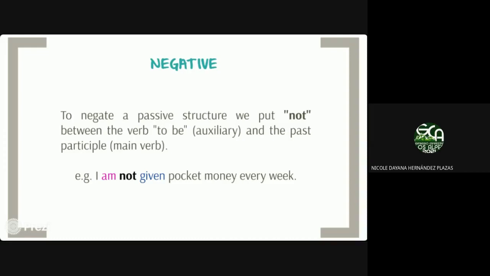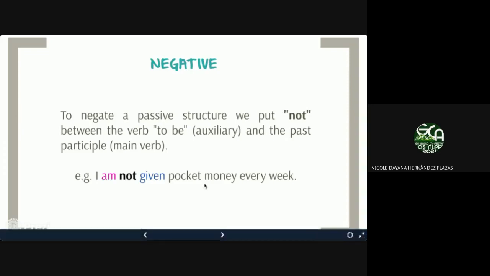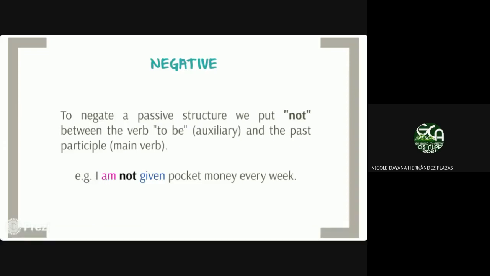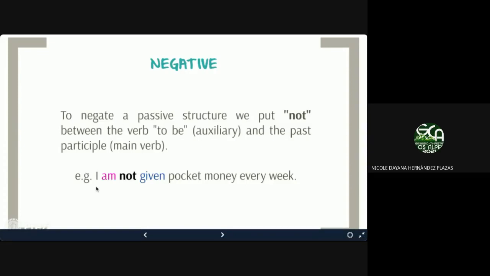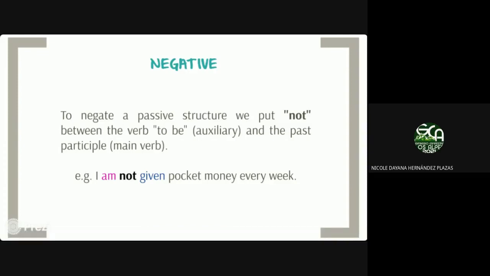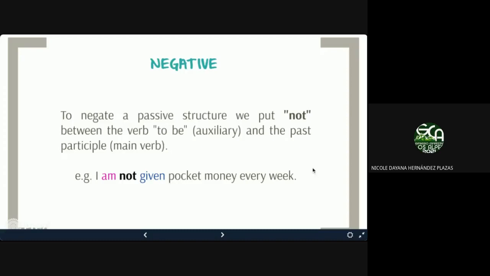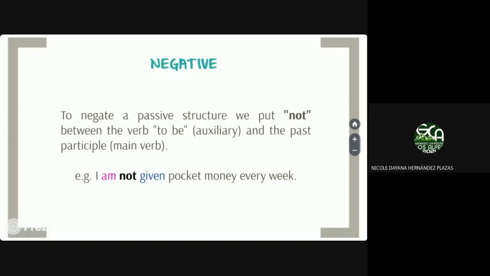Okay? In this case, I am not given pocket money every week. Once again, you have your object, I. Tienes como objeto una persona. ¿Pero por qué? Porque el que no está recibiendo, o sea, el que le está recayendo la acción es a esa persona. Al que no le están dando el dinero es a esa persona. Más no es él quien está realizando la acción. Can you see? You can say, I am not given pocket money every week by my parents. ¿Sí ven? Y ya al final de la oración, si quieren decir quién no le da dinero todas las semanas, pues puedes poner un agente que son los papás.